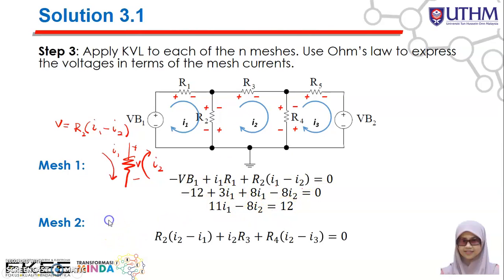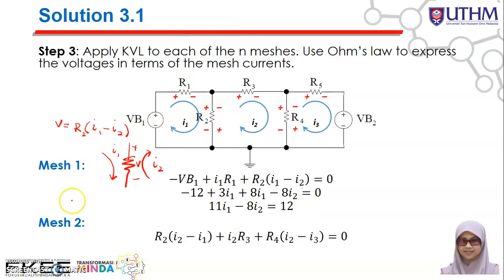Okay, so how about mesh 2? For mesh 2, we're starting from this point: the voltage across R2, plus the voltage across R3, plus the voltage across R4, equal to 0. Then for the voltage across R2, here I have positive, negative.